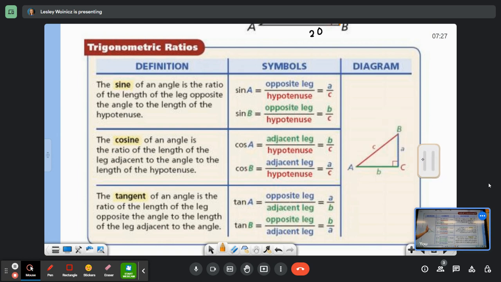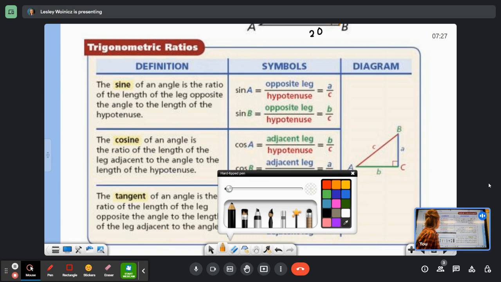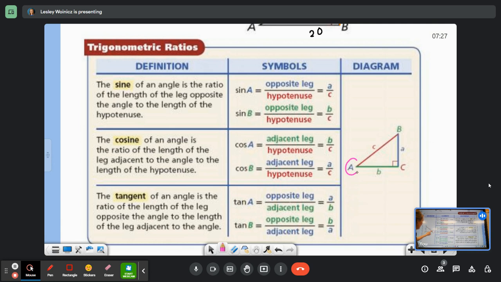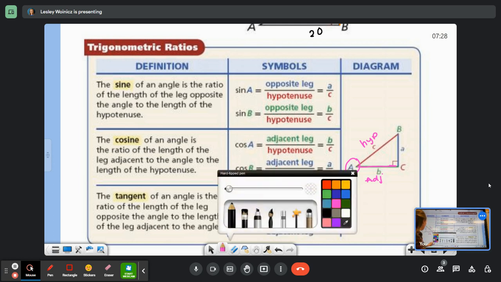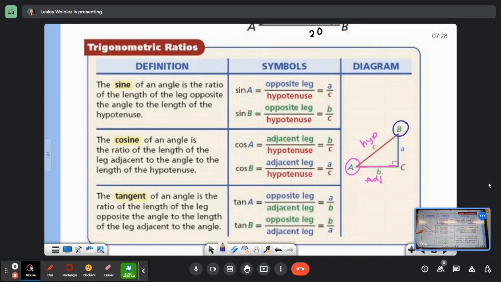For cosine, instead of the opposite, you take the adjacent. Going back to angle A, its adjacent side, meaning the leg next to it, is side b. So you put the adjacent over the hypotenuse. If I look at angle B, its adjacent side is side a, and you put that over the hypotenuse.